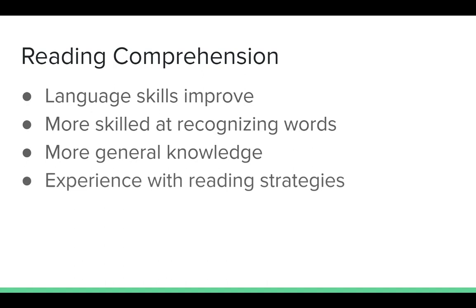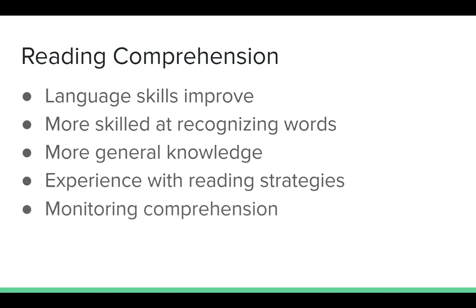Experience with reading strategies. This kind of fits into the metacognition. As they gain experience, they learn new reading strategies and when to apply them. So they take into account the goal of the reading and the nature of the text, and that changes your strategy and how you read it. For example, you're going to read a textbook a lot differently than you would read a novel. And in middle childhood, they start to recognize the difference in those strategies.